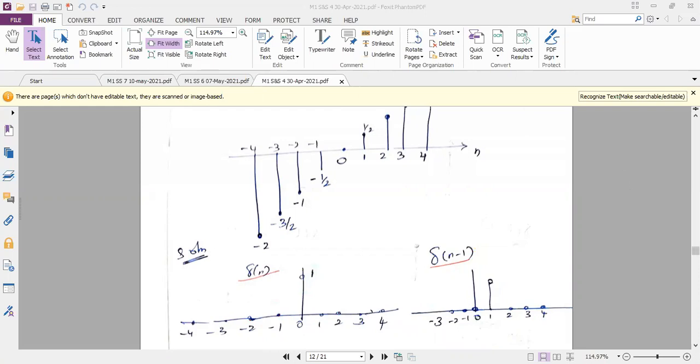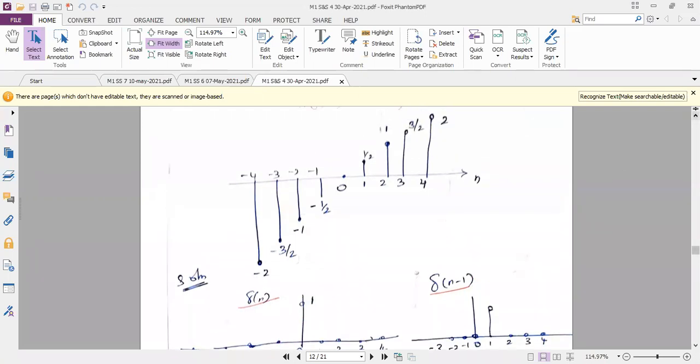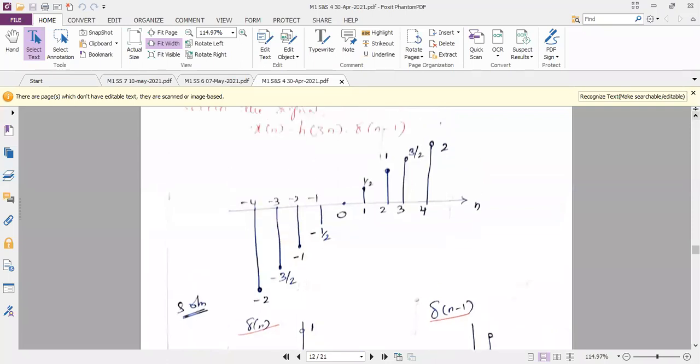So what else do we need to do to get the complete signal x of n as per the question? Somehow I could get delta of n minus 1. But in the question I have h of n, but I need h of 3n. Can anybody tell me how to do h of 3n?